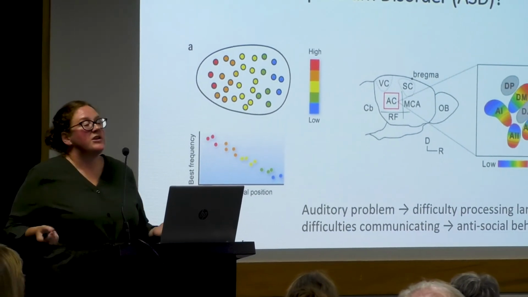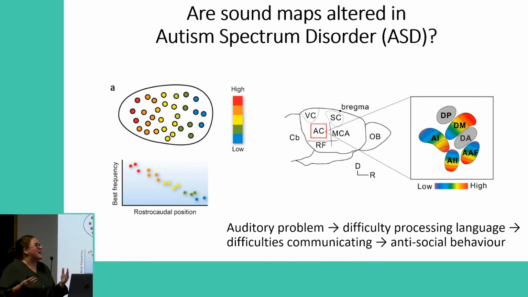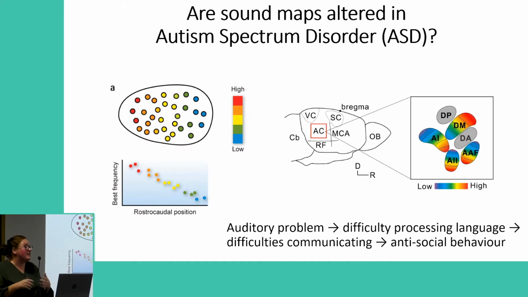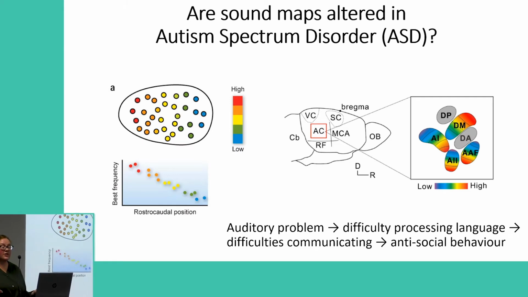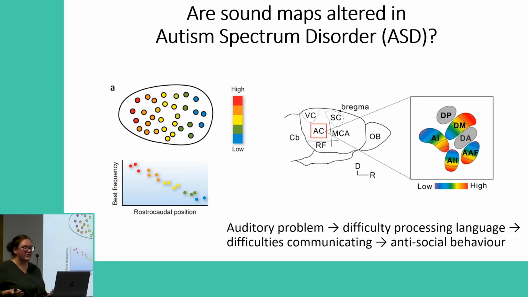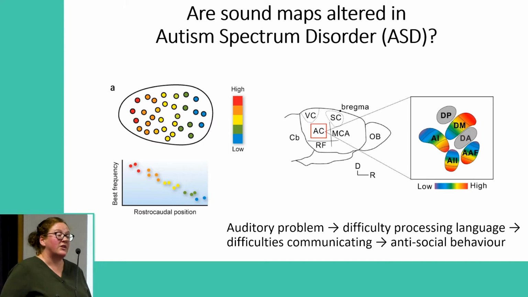Our question that we're trying to answer is whether this is as well organised in the brain of a mouse which has autism spectrum disorder. Our idea is that perhaps this map isn't quite so tidy or so well organised, and of course that would have implications for the way that sound is processed, and it could lead to difficulties with processing language and communication, which can then lead to antisocial behaviour.